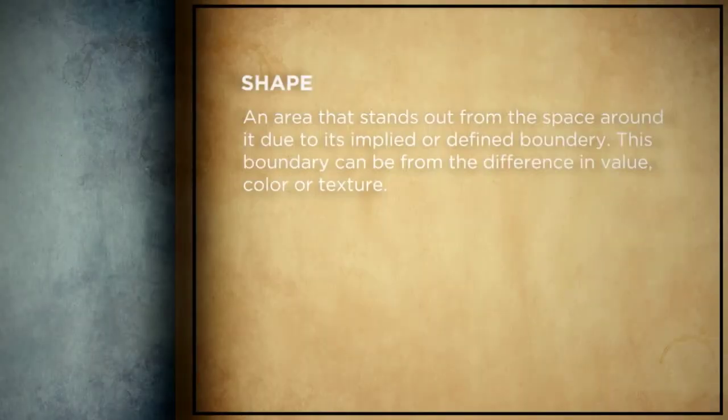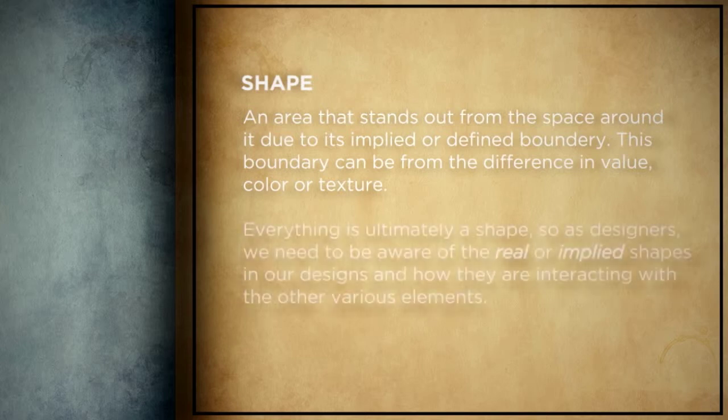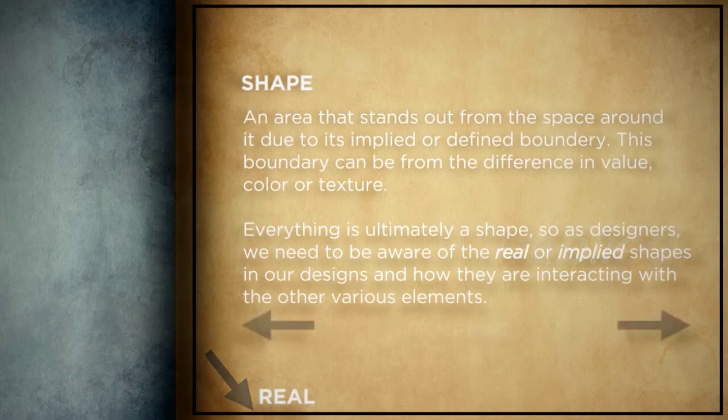Shape is merely an area that stands out from the surrounding space due to its implied or defined boundary. Shape can come from the difference in value, color, or texture. Defined shapes are when we physically draw an element onto our canvas, while implied shapes typically come from the body copy we add to a design.